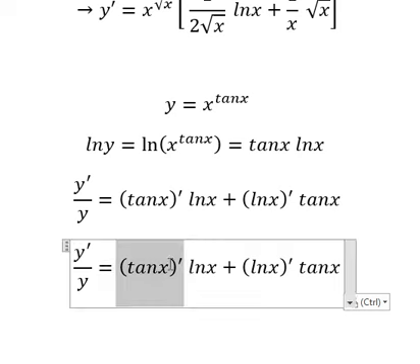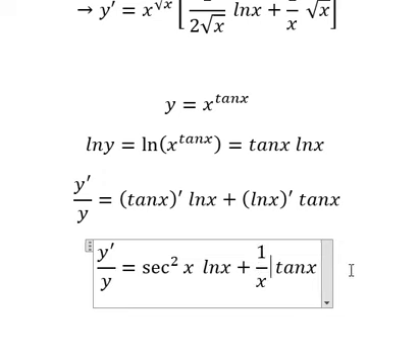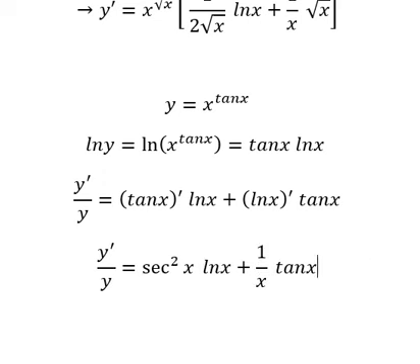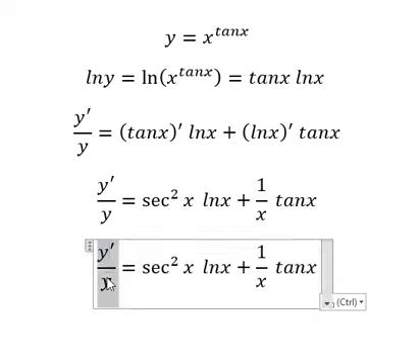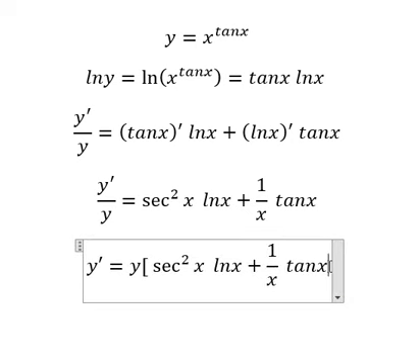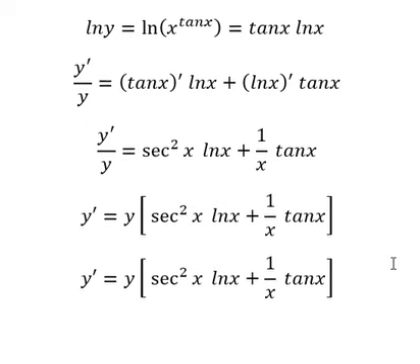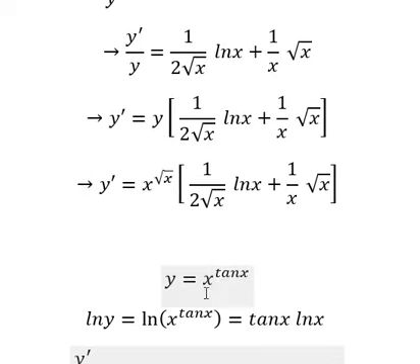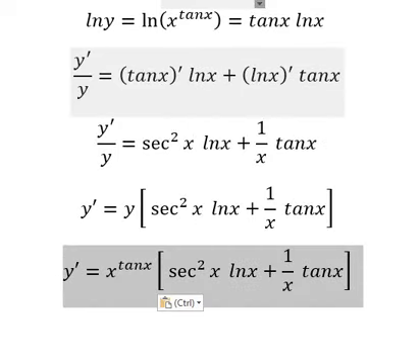this one we have secant of s squared. This one we have 1 over s. Later that, we multiply both sides by y. About y, that is about s to the power of tan s. And this is the final answer.